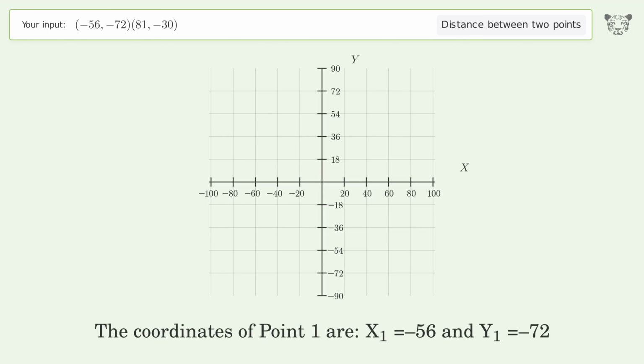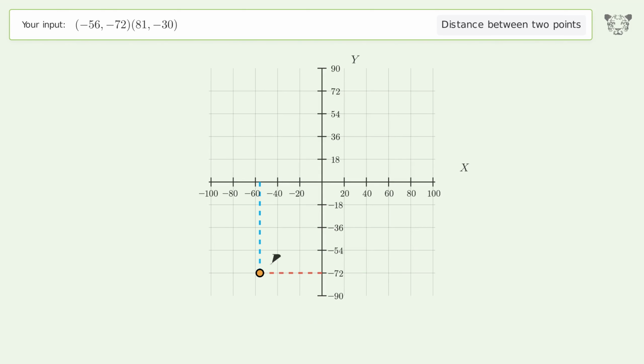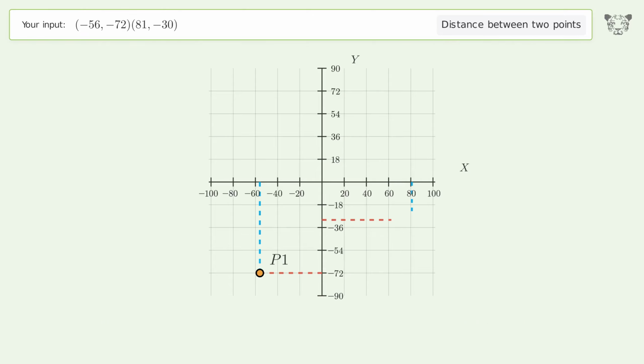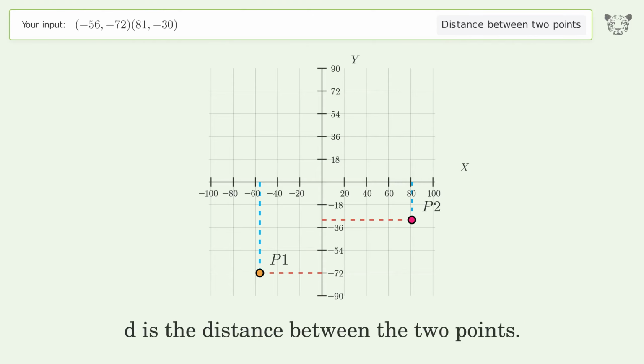The coordinates of point 1 are x1 equals -56 and y1 equals -72. The coordinates of point 2 are x2 equals 81 and y2 equals -30. D is the distance between the 2 points.